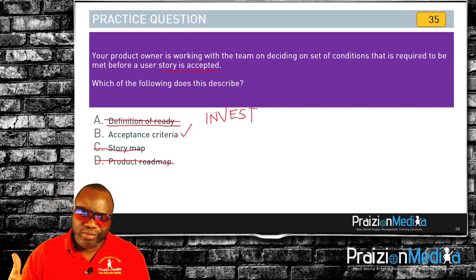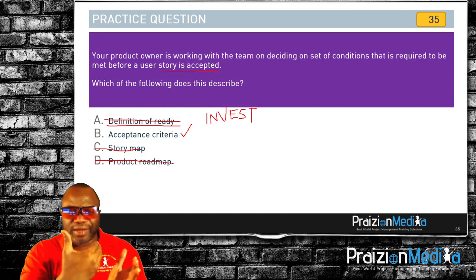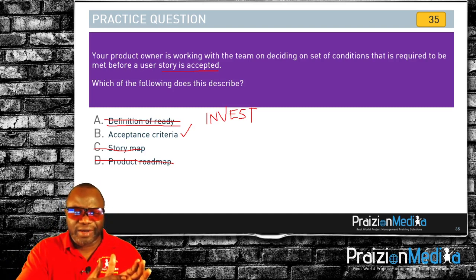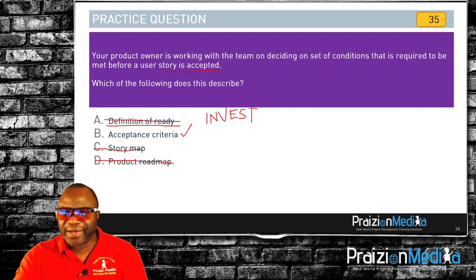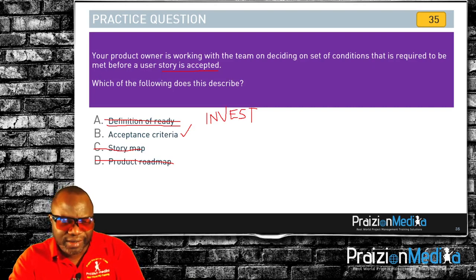Remember, when we talk about the user story, we talk about the front of the card and the back of the card. The front of the card has a story, the back of the card has the acceptance criteria. Okay? Definition of ready is all about the INVEST acronym. So the answer to that one is B.